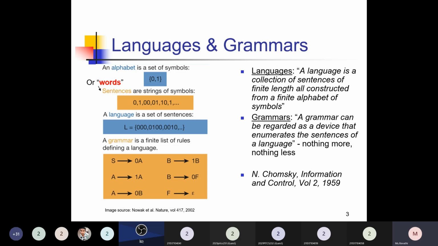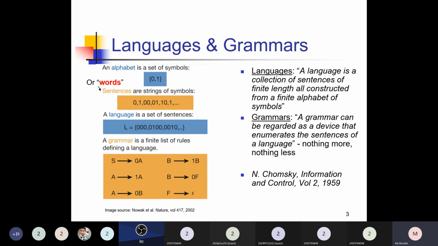See, we have the alphabet 0, 1 here. Using this alphabet, we can form a set of words. 0 is the first word, 1 is the second word, then 00 is the next word or string, 01 is the next word, 10, and so on. So we can form n number of words from the given alphabet. The other name of word is string. So the first basic element is the alphabet, and the second element is, using this alphabet, we can form the set of strings or words.